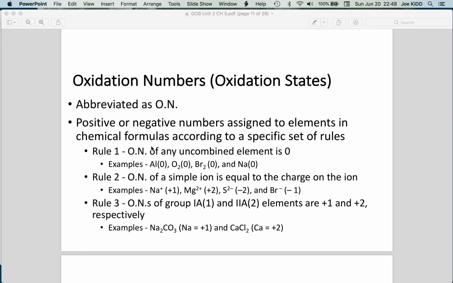So the oxidation number will either be positive or negative. Again, remember, these are covalent compounds, so there's no real charge. But this positive and negative is just a way to keep track of how many electrons are being moved around through the bonds. And there are a couple of rules that help guide things. For the most part, these are fairly hard and fast. There are a few exceptions.